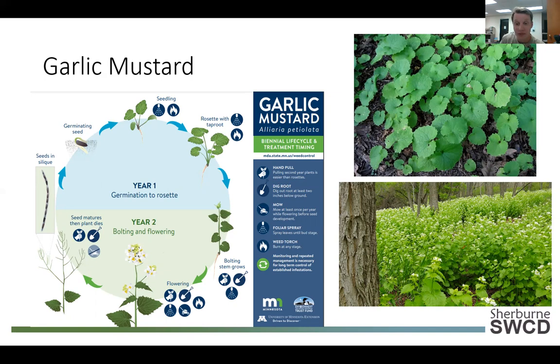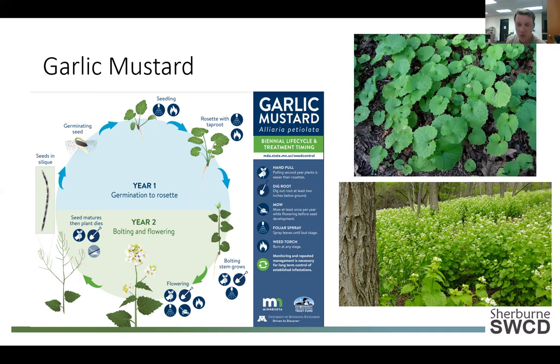So the best time to work on garlic mustard control is when it's in that first year rosette. So obviously it's a bit harder to spot at that stage. It's a lot less showy, but if you do notice it, that is your best time to control for it because it's not seeding yet.